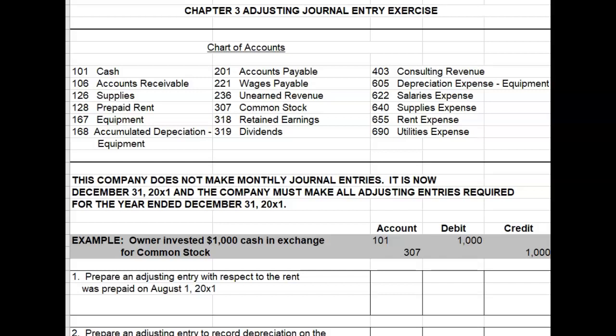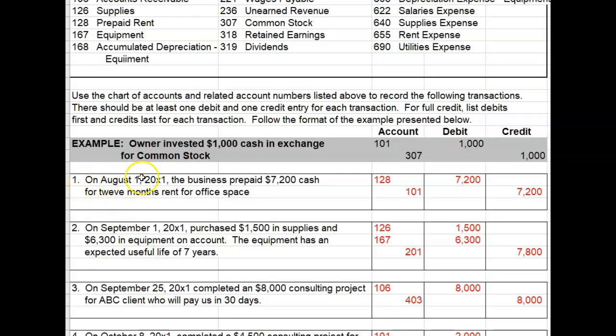And again, follow the same example where you write the account number rather than the account title. Always write debits first, credits last. Number 1, prepare an adjusting entry with respect to the rent that was prepaid on August 1st, 20X1. Well, you need to go back to the original transaction on the journal entries that you wrote. August 1st, we prepaid $7,200 for 12 months rent on the office space.